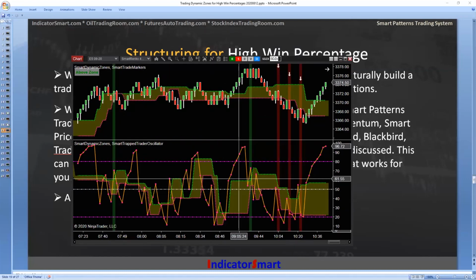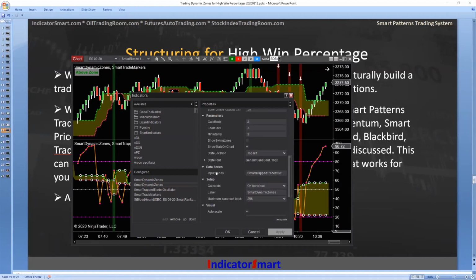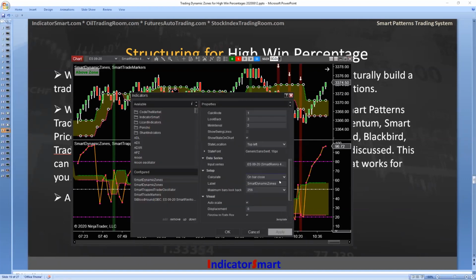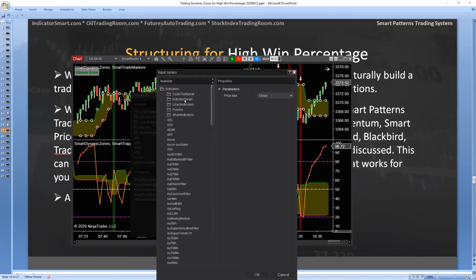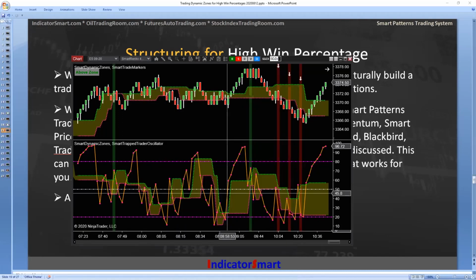Let me show you how you do that. If I want the smart dynamic zone applied to order flow or whatever indicator, all I do is go to the input series and select the trap trader oscillator. On the one in that first panel, I just selected price. That's just ES. You can input anything in there you want. So if I went on here, I could select any one of these indicators and input it into the dynamic zones. Pretty cool.